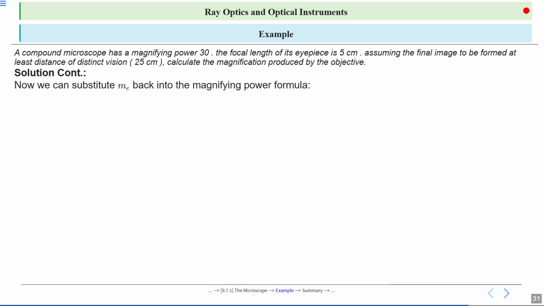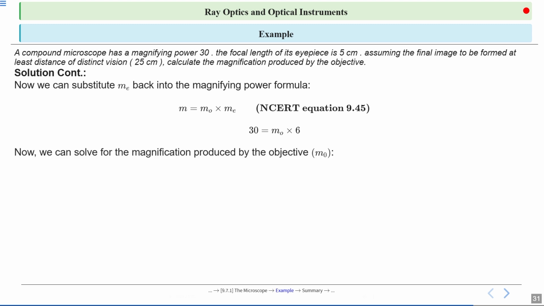Now let's substitute the magnification of the eyepiece back into the magnifying power formula. This step is crucial because it allows us to connect the known values with the unknown magnification of the objective lens. Pay attention to how we set up the equation, as this will guide us to the solution. Here we have the equation M equals M naught multiplied by ME, where M is the total magnifying power, M naught is the magnification of the objective, and ME is the magnification of the eyepiece. We have substituted the known values: 30 for M and 6 for ME. This equation is the key to finding the magnification of the objective lens.